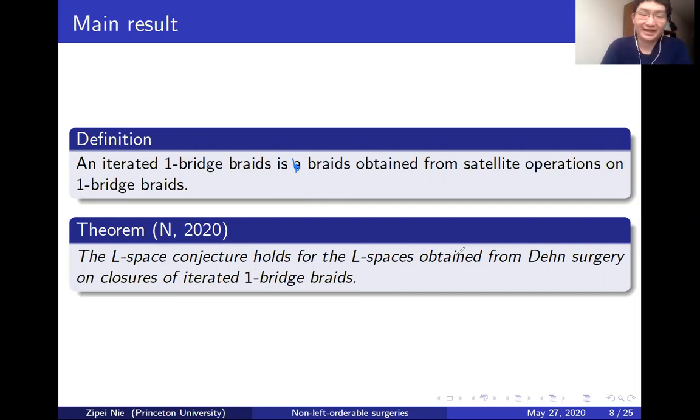We prove that the L-space conjecture holds for L-spaces obtained from Dehn surgery on closures of iterated one-bridge braids.